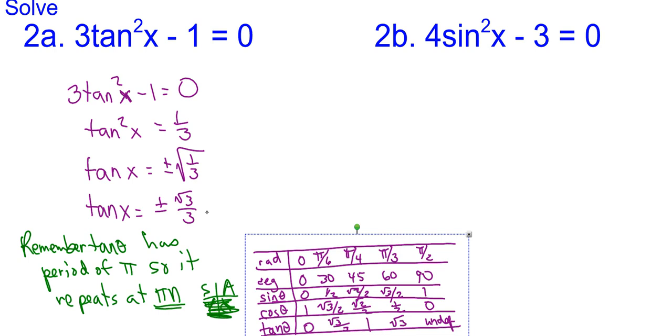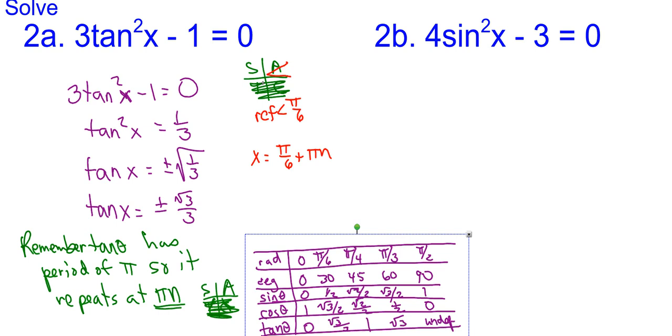So let's look at that. All students take calculus. I'm just going to use the first two quadrants and I'm going to add pi n. And my reference angle for this one, tangent is the square root of 3 over 3. So my reference angle is pi over 6. And so I'm going to get the positive one. So x equals pi over 6 plus pi n. So actually, that'll give me one right there as well.